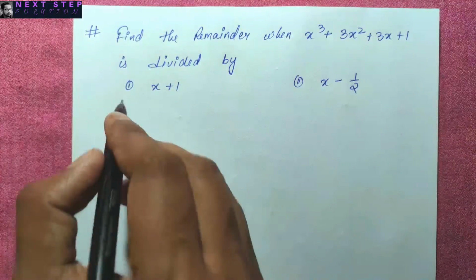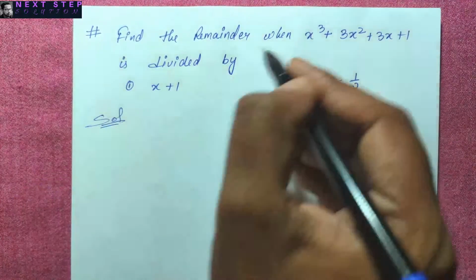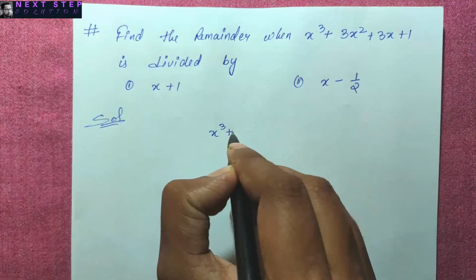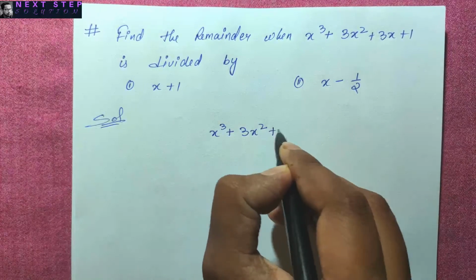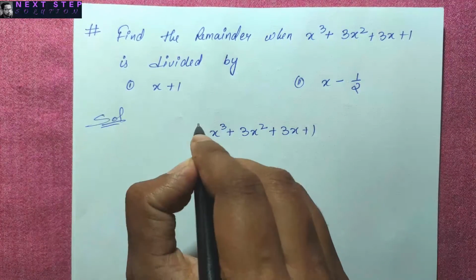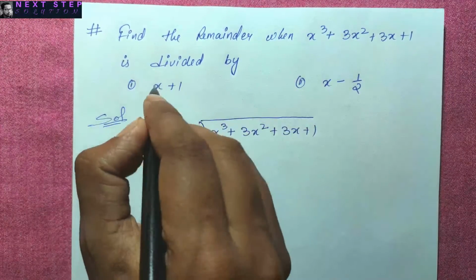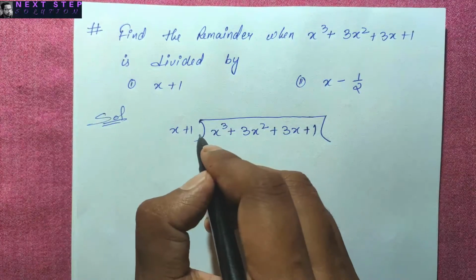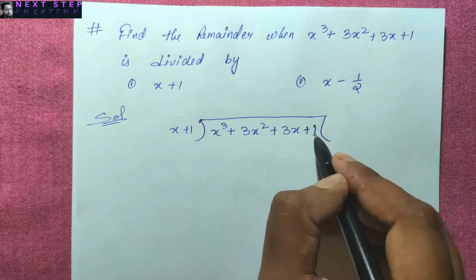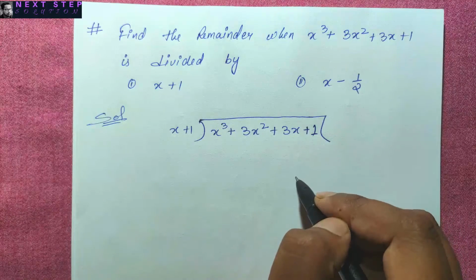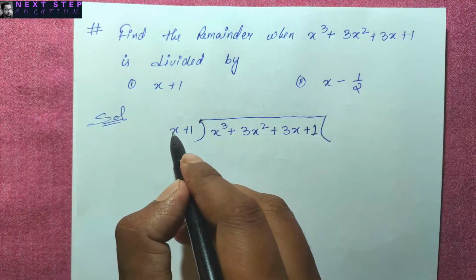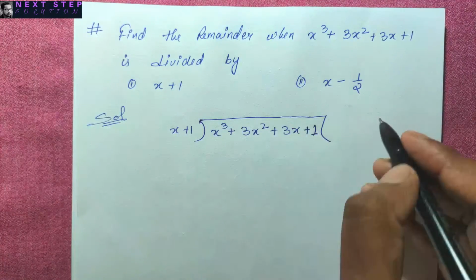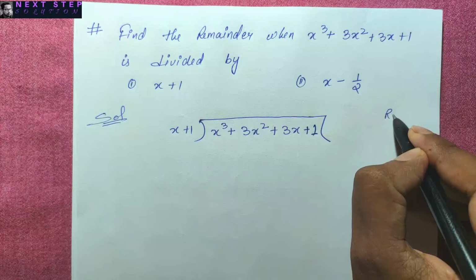Now let us start. This number x cube plus 3x square plus 3x plus 1 will be divided by x plus 1. Now division of polynomials is very important. You need to know this. You will also have to divide polynomials in class 10. Here you see x should be multiplied with something to get x cube. Now I'll do the rough part here for you to understand.